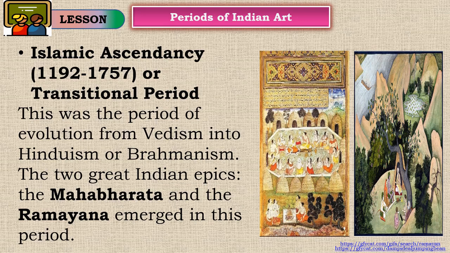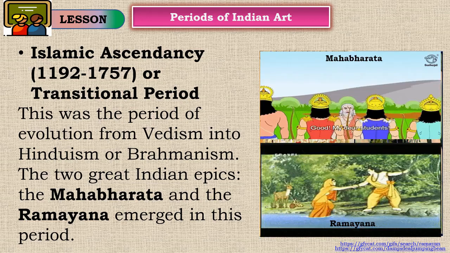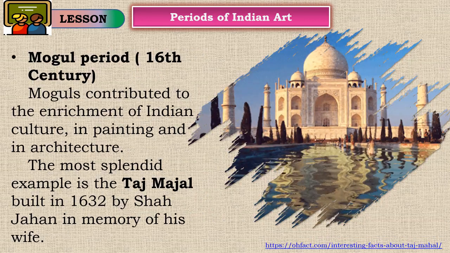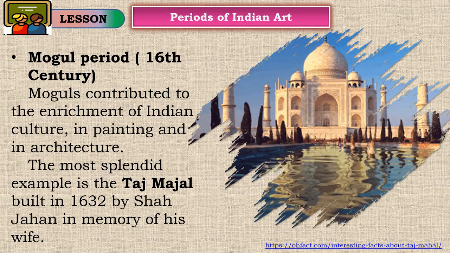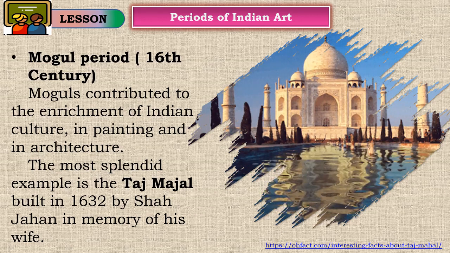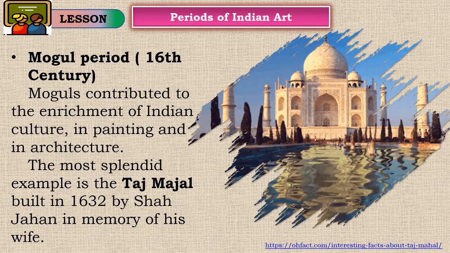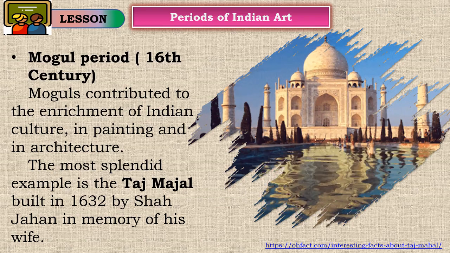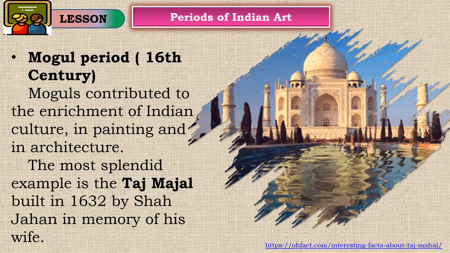The third period is Islamic Ascendancy or Transitional period, wherein this was the period of evolution from Buddhism into Hinduism or Brahmanism. The two great Indian epics, the Mahabharata and the Ramayana, emerged in this period. Mughal period or the 16th century. Mughals contributed to the enrichment of Indian culture in painting and in architecture. The most splendid example is the Taj Mahal, built in 1632 by Shah Jahan in memory of his wife.